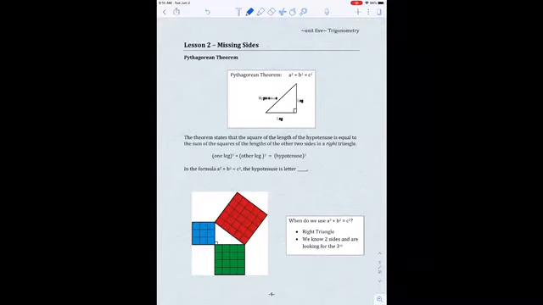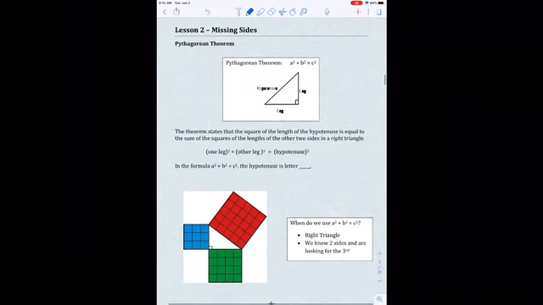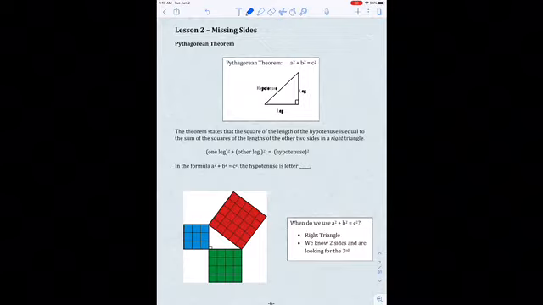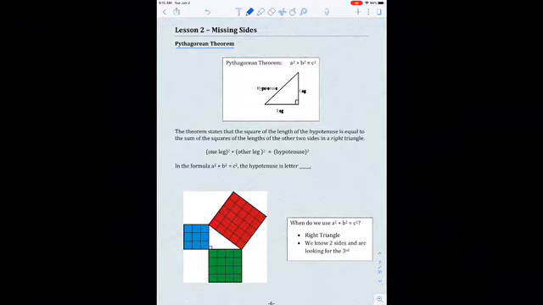Okay, then our second lesson for trigonometry, missing sides. So we're looking specifically at missing sides of right angle triangles, and we want to figure out how to calculate those sides. So of course I know that we're all quite familiar with Pythagorean theorem. I know you started studying that in grade 8, so hopefully this is a little bit of just review.